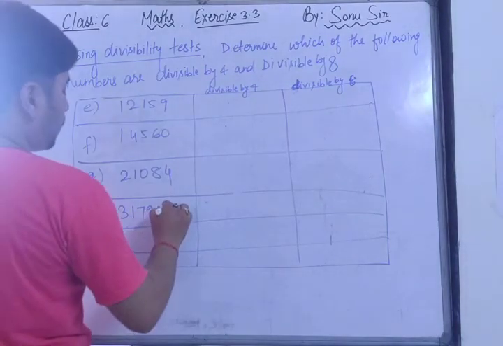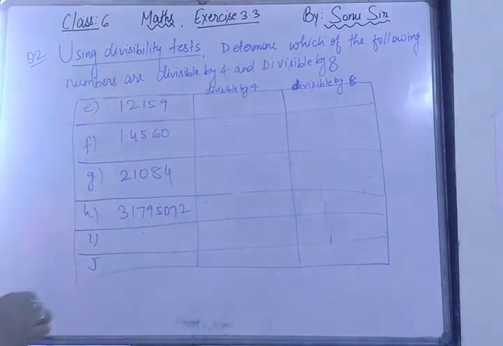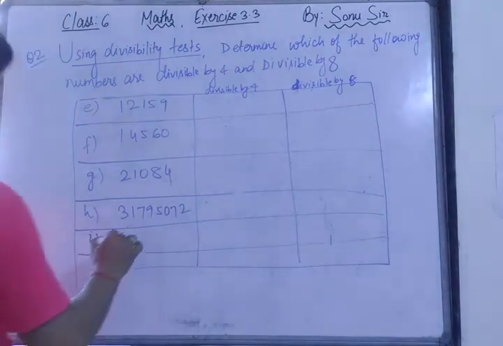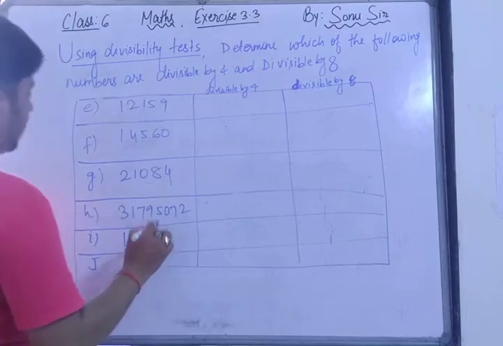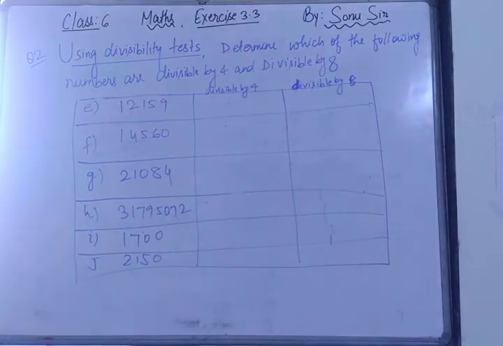31795072. So this 8 digit number is this, okay? And 1700, 2150. So these are our questions. Now you have to solve these questions: whether these numbers are divisible by 4 or not, and whether these numbers are divisible by 8 or not.